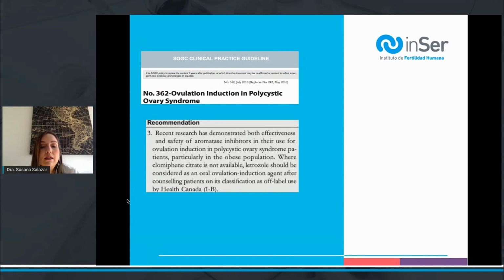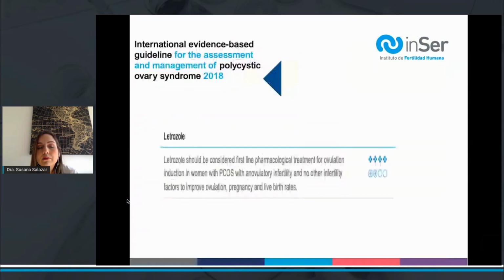Recent research has demonstrated both effectiveness and safety of aromatase inhibitors in their use for ovulation induction in PCOS patients, particularly in the obese population, where clomiphene citrate is not available. Letrozole should be considered as an oral ovulation induction agent after counseling patients on its classification as off-label use by Health Canada. And this is the recommendation of the Australian guideline, also published in 2018.